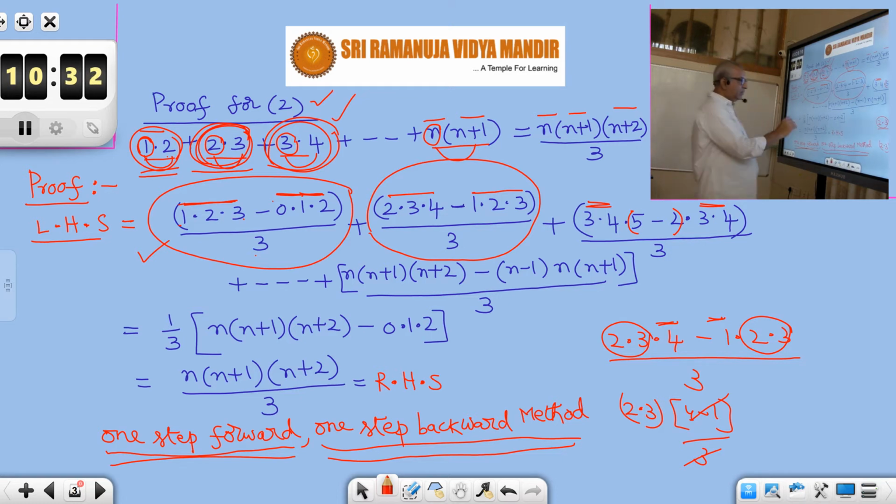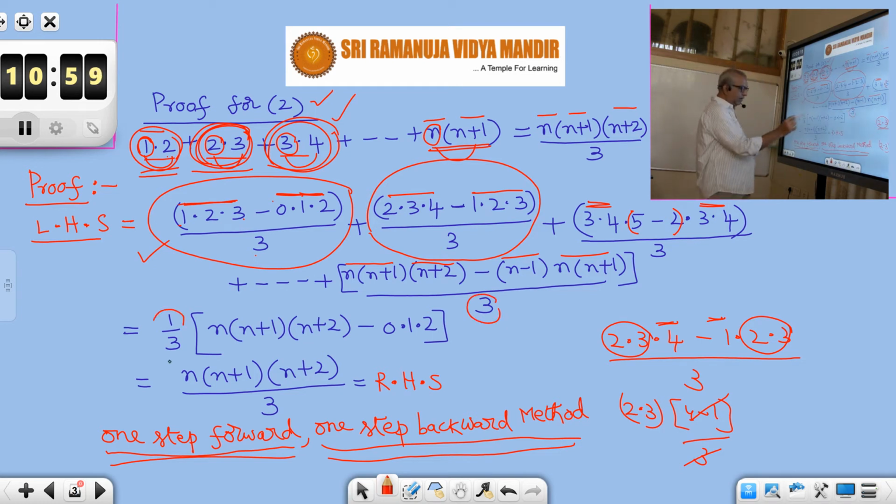Same way, so on, we go to the last term. So last term is here, n into n plus 1. So one step forward means n plus 2. N into n plus 1, one step backward means n minus 1 by 3. So here the important point is denominator is always 3.